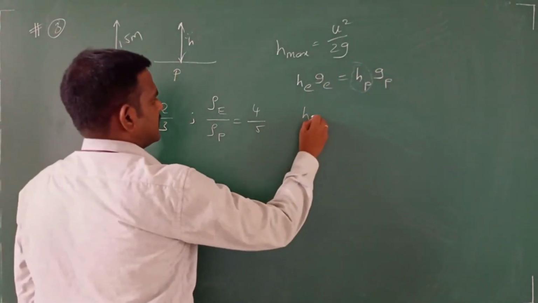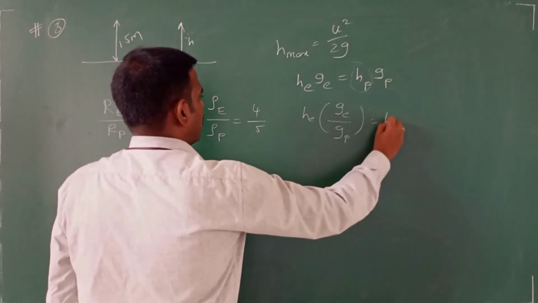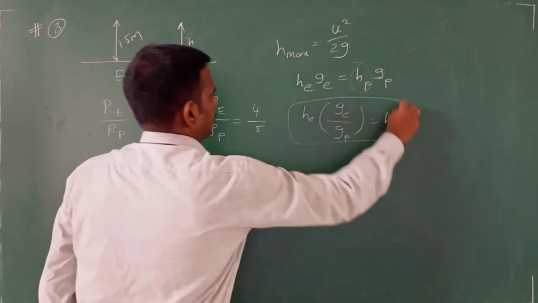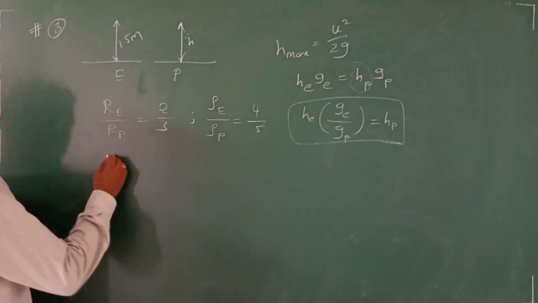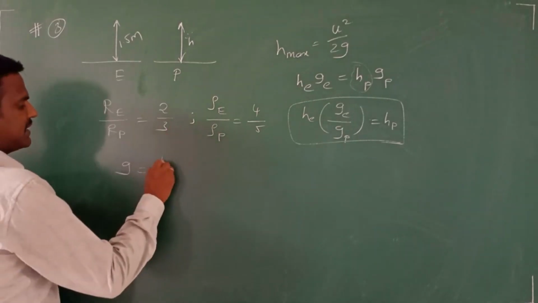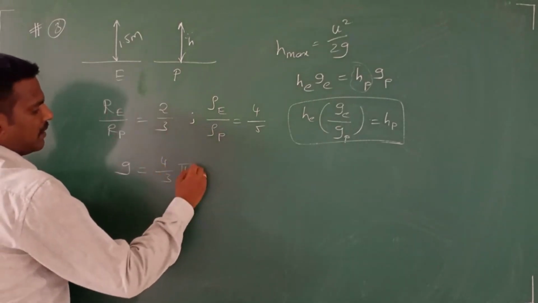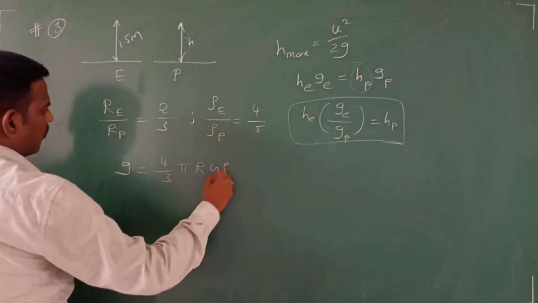Now what we have to do? I want to find out the g_e to g_p ratio, and with that the problem will be simple. Okay, now how will we proceed? Since we know very well the acceleration due to gravity in terms of density is given by the formula g equals 4 by 3 pi G rho R.